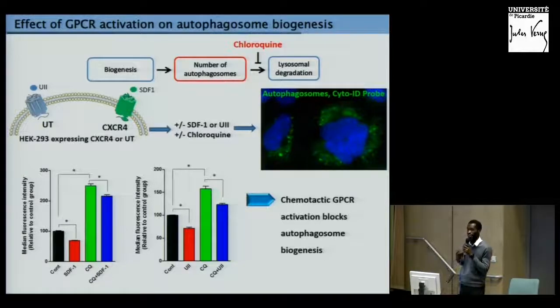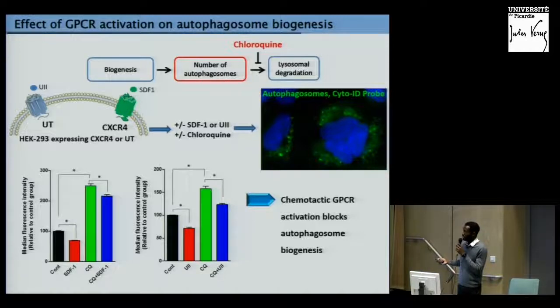But as you can imagine, the amount of autophagosomes is a balance between the speed at which they're formed and the speed at which they're degraded. So to test the effect of the activation of these GPCRs on autophagosome biogenesis, we chose to inhibit the degradation with chloroquine, a drug which inhibits lysosome acidification and therefore inhibits autophagosome degradation. So as you can expect, when we treated cells with chloroquine, we caused the autophagosomes to accumulate in the cell.